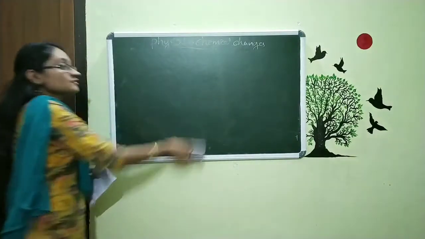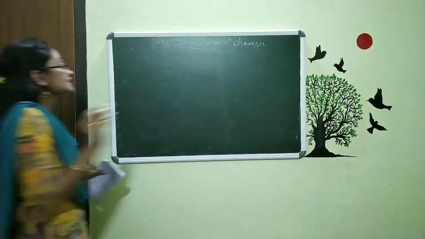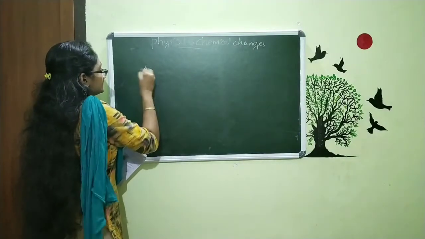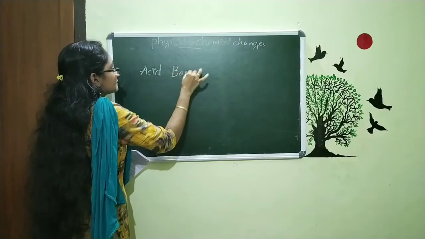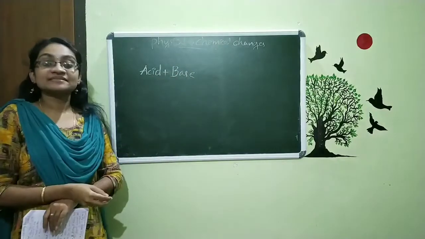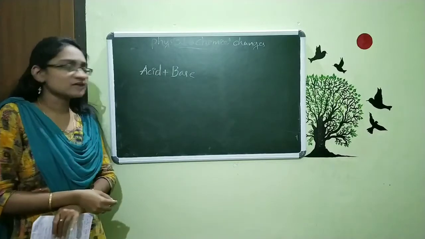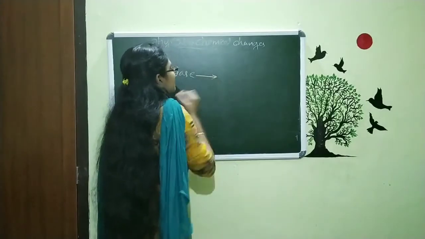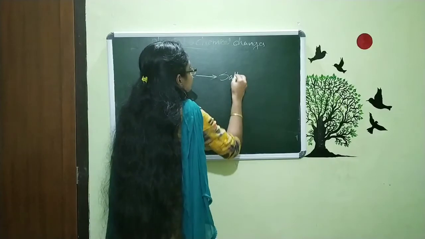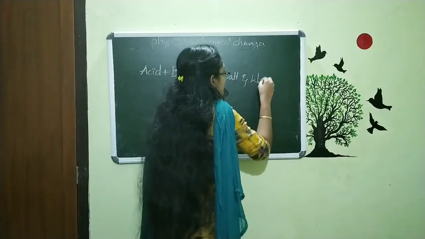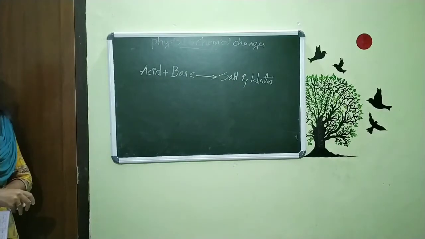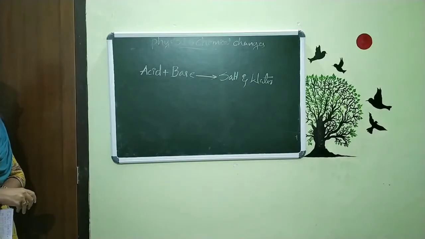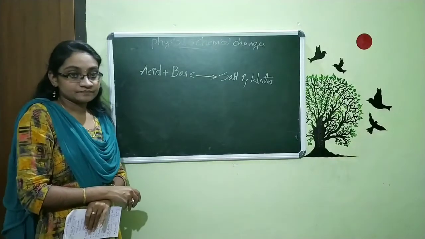In the last chapter we studied about the reaction of acid and base. When the acid and base react together, what products are formed? They produce salt and water. Now my question is this: is the reaction of acid and base a physical change or chemical change? Is it chemical or physical?